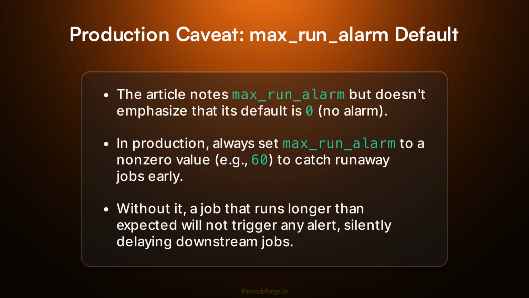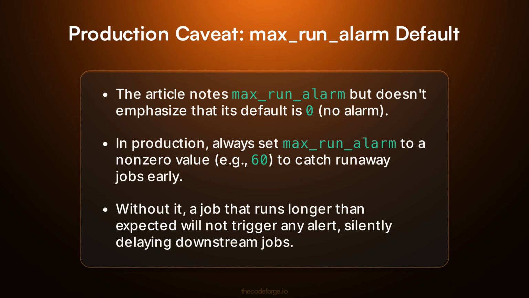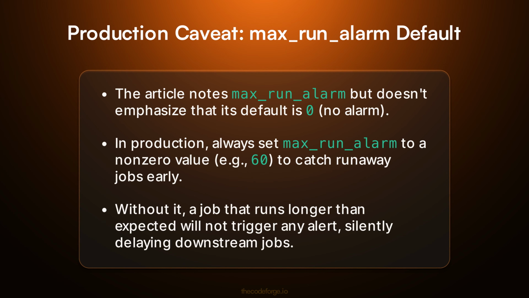The article notes max_run_alarm, but doesn't emphasize that its default is 0, no alarm. In production, always set max_run_alarm to a non-zero value, for example 60, to catch runaway jobs early. Without it, a job that runs longer than expected will not trigger any alert, silently delaying downstream jobs.